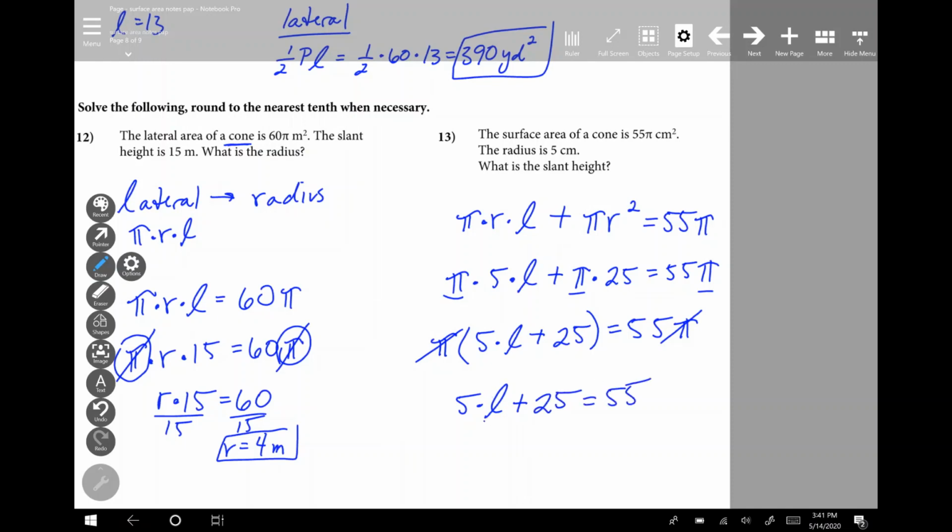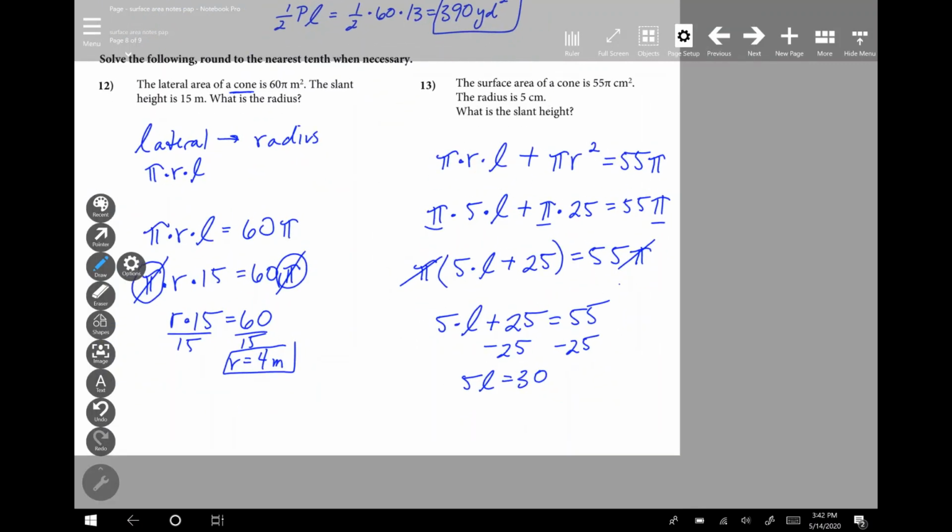Well, I need to solve for L. First thing I need to do, it's a two-step equation, y'all. Take away 25 from both sides. So 55 minus 25. 5L is 30, because 55 minus 25 is 30. Okay. Just now divide by 5. So the slant height is 6.